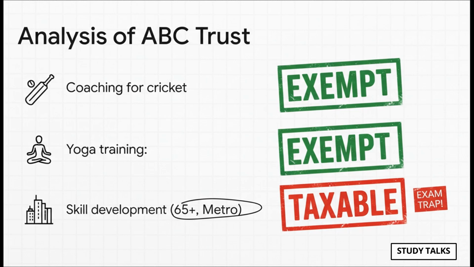Absolutely. Advancement of yoga is right there on our list of charitable activities. Okay, now for the last one. Skill development for people over 65 in a metro city. Is this exempt? No. This is the trap. The exemption only applies if they are in a rural area. A metro city is urban, and so this service is taxable.